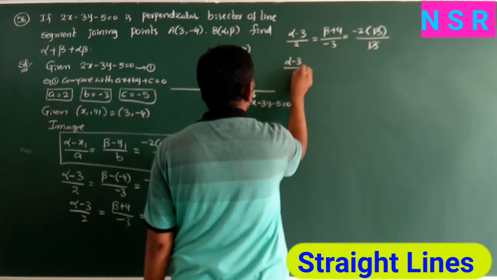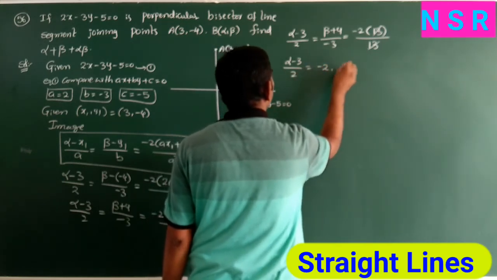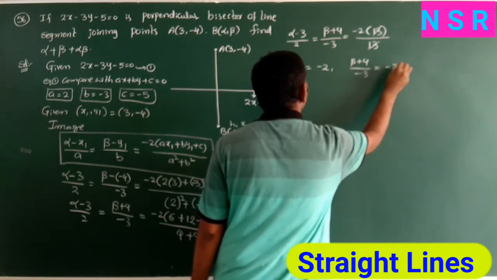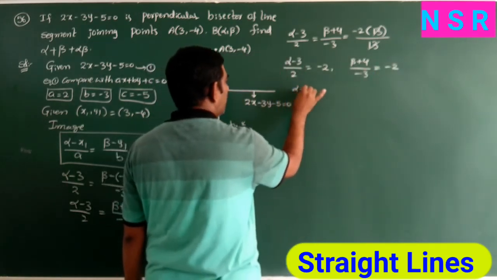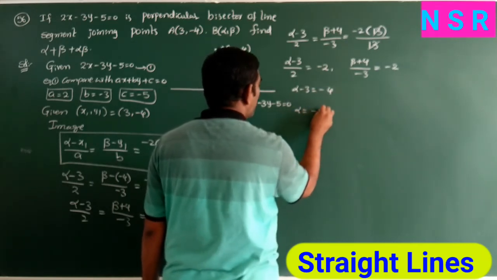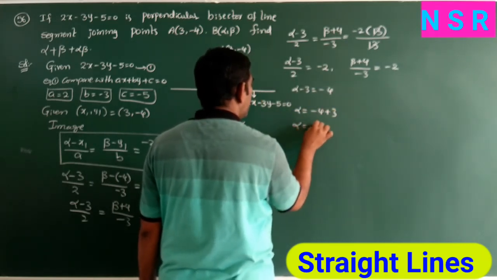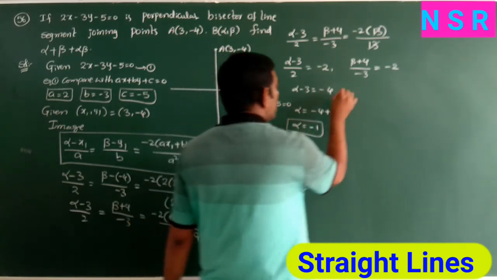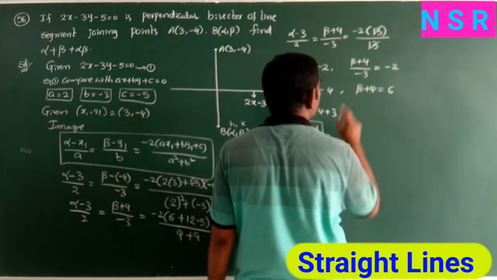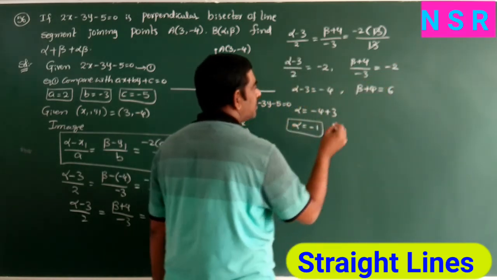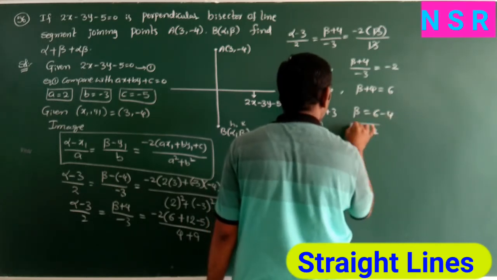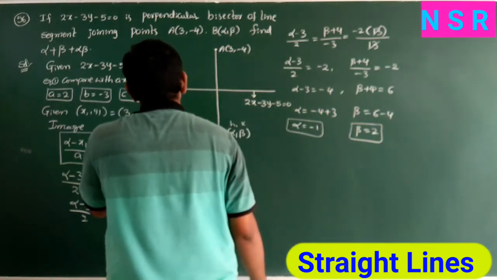Now alpha minus 3 by 2 equals minus 2 and beta plus 4 by minus 3 is also equal to minus 2. Now alpha minus 3 equal to 2 twos are 4, minus 4, so alpha equal to minus 4 plus 3, alpha equal to minus 1. Here also beta plus 4 equal to minus 3 into minus 2, plus 6, minus into minus is plus, 3 twos are 6, beta equal to 6 minus 4, beta equal to 2. So we get the alpha value and beta value.